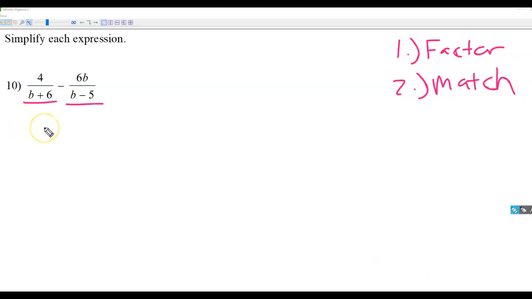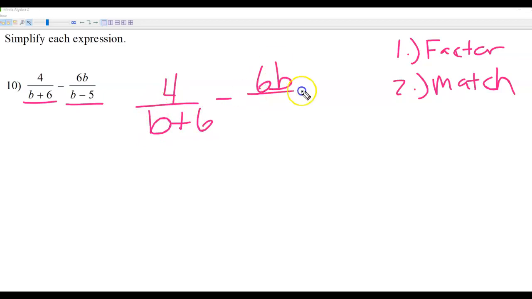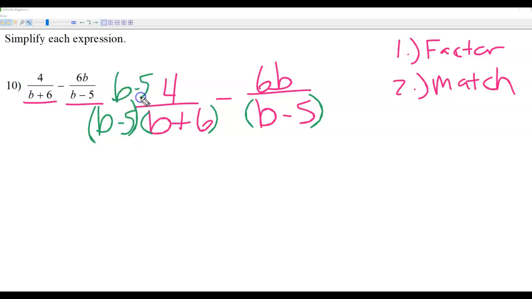so that's where I'll pick up on this particular problem. So I have 4 over b plus 6 minus 6b over b minus 5. So this side has a b plus 6, this side has a b minus 5. So to get these two sides to match, I'm going to do a b minus 5 over here. And whatever you do to the bottom, of course, you do to the top, right? And this side over here needs to have a b plus 6 added to it.